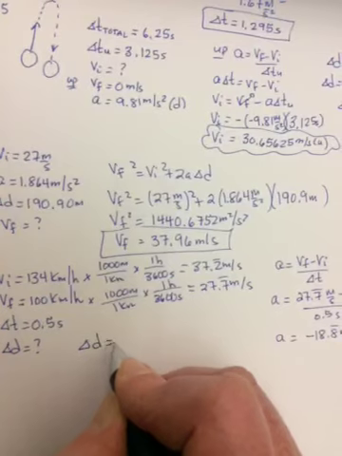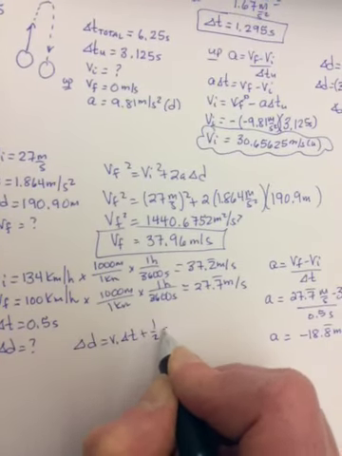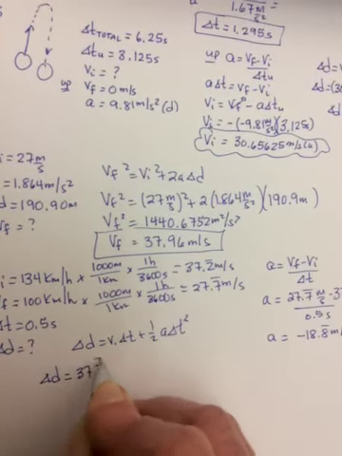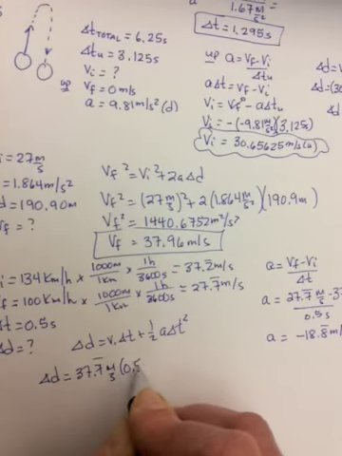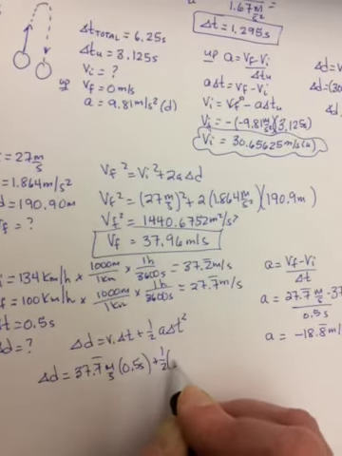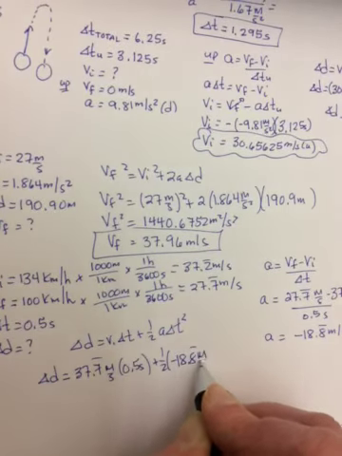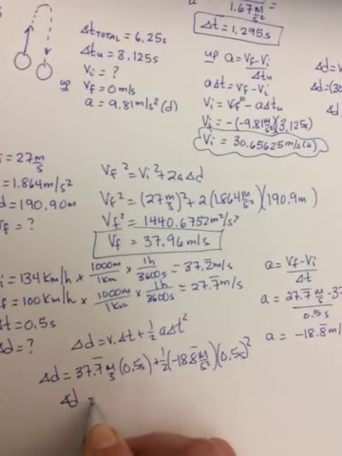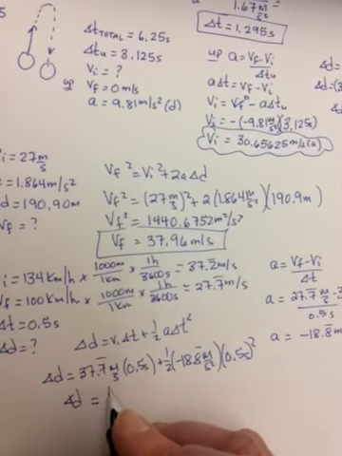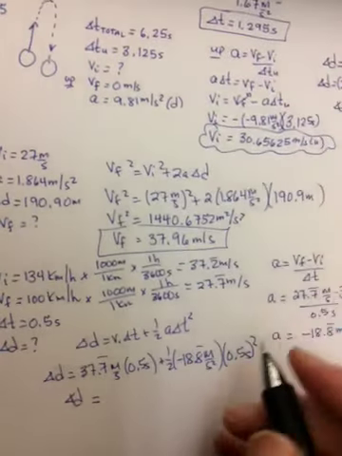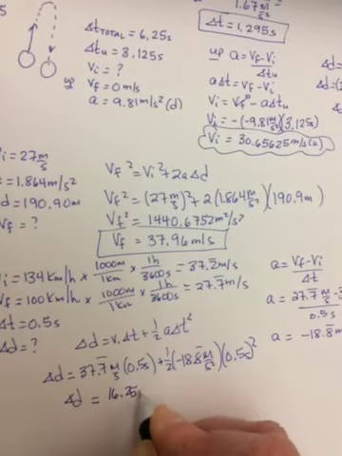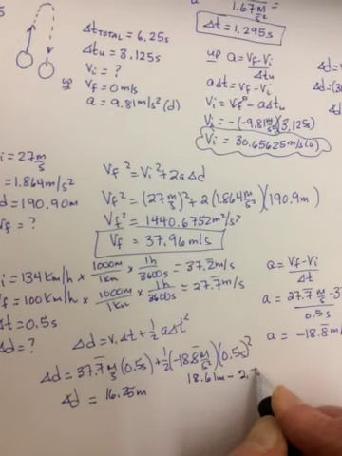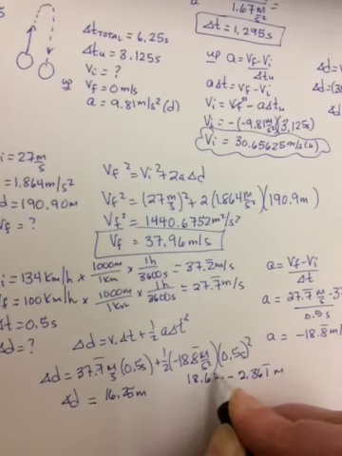Once you have that, then you can do delta D is equal to VI delta T plus 1/2 A delta T squared. So delta D is equal to 37.7 repeating meters per second times 0.5 of a second plus 1/2 negative 18.8 repeating meters per second squared, 0.5 seconds squared. And you should get a delta D of, what is that? Too bad I can't see, 16.25 meters in the end. 16.25 meters. I think it ends up being 18.61 meters minus 2.361. And the ones are repeating.